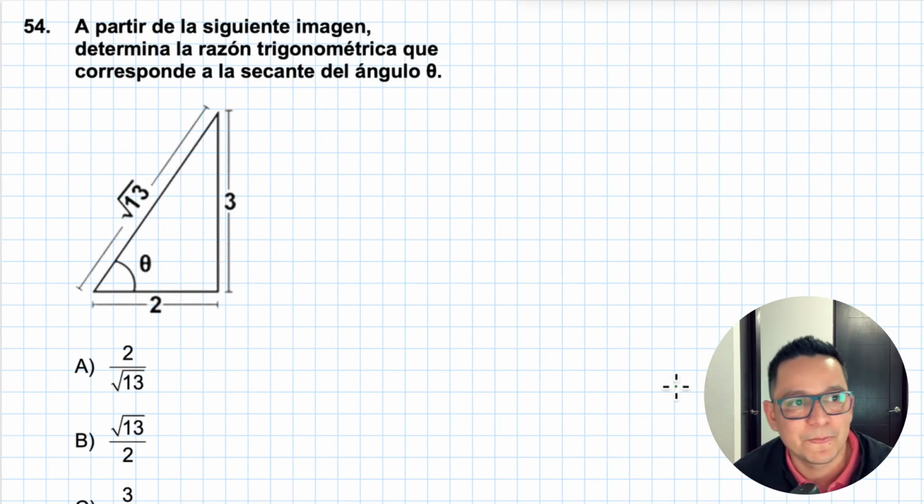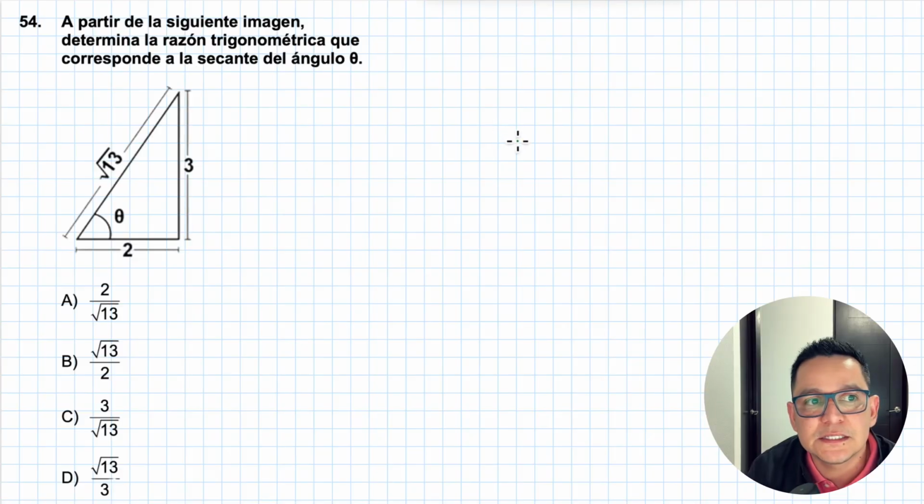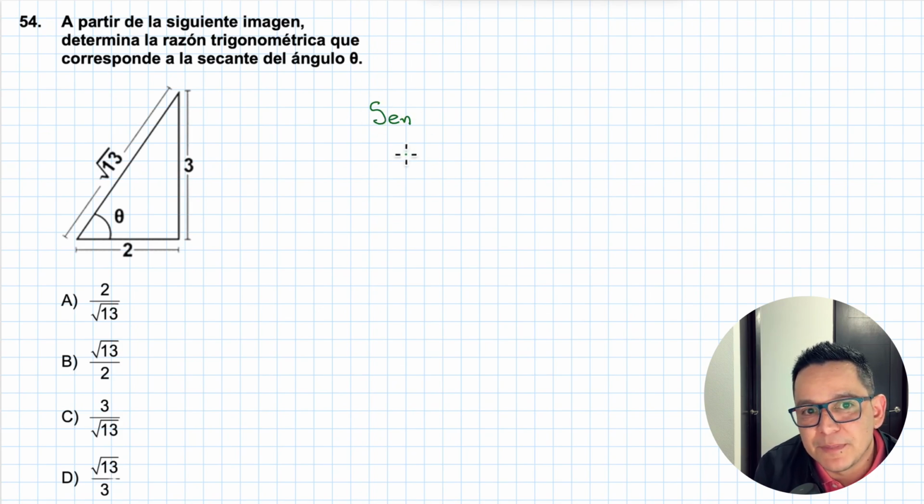Exercise 54 says, based on the following image, determine the trigonometric ratio that corresponds to the secant of angle theta. To be able to solve this, I think it's necessary for you to at least remember how the trigonometric ratios are arranged, so that you can learn them. I recommend that you learn them like this.